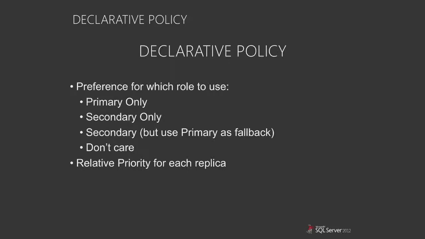There are 2 levels to this declarative policy. The first one is a preference where you can determine which role you want to use. So do you want your backups to happen on the primary only? For example, if you want to use differential backups, you might choose that. If you want the secondary only, if you never want that workload hitting your primary server no matter what, that would be the choice. Prefer secondary is the default choice, and that's the one we expect most customers to use.